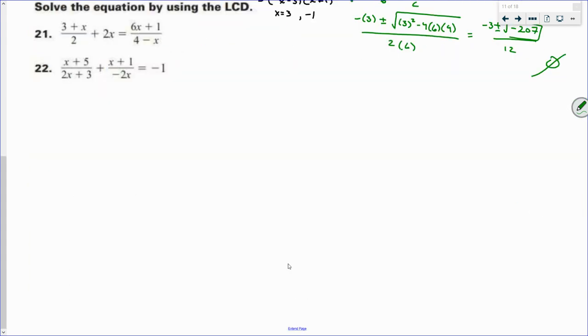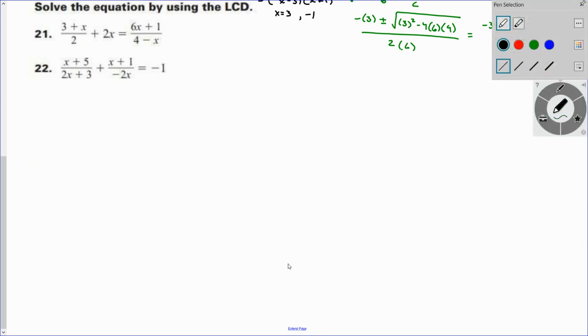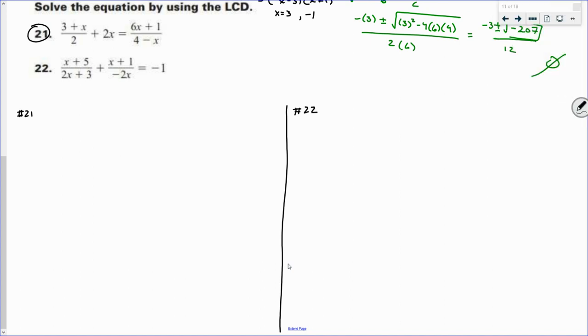Let's see if we can get some clean space here. All right, number 21. We'll try to partition our space so that we can put 22 over here. Got to have common denominators before we can use any cross products or anything like that. So when we're looking at this, it is 3 plus x over 2 plus 2x over 1.